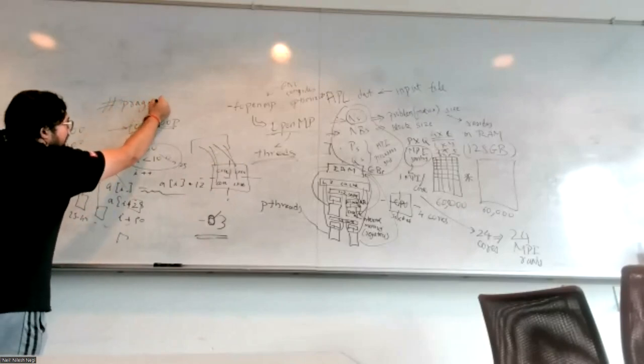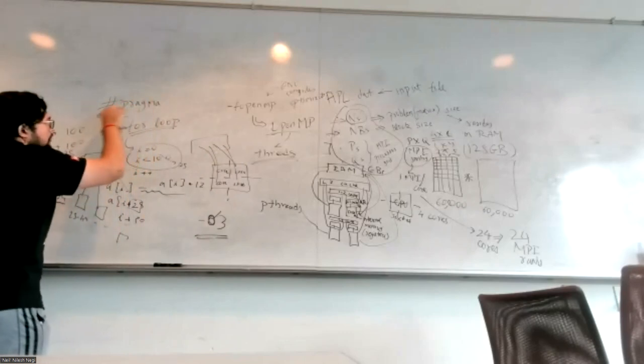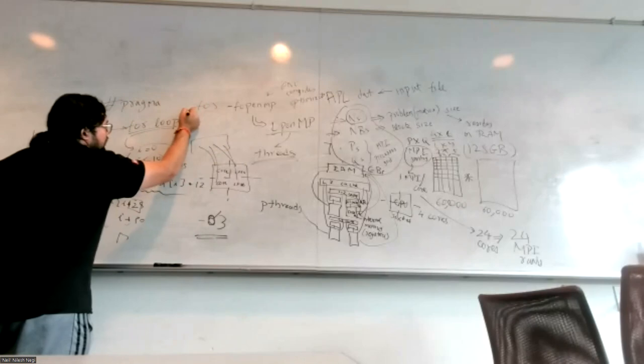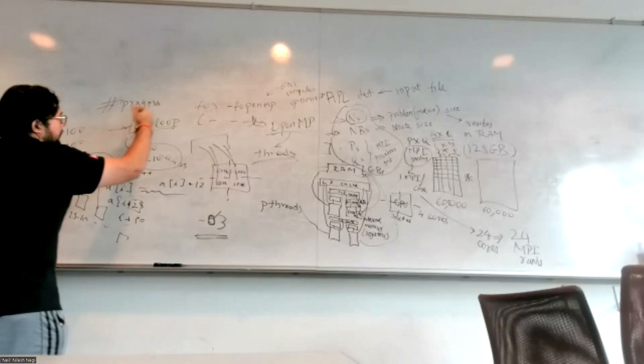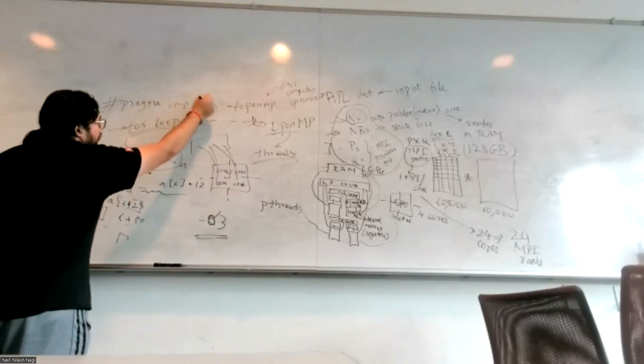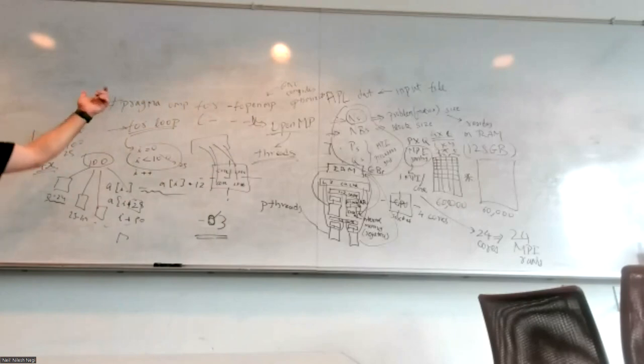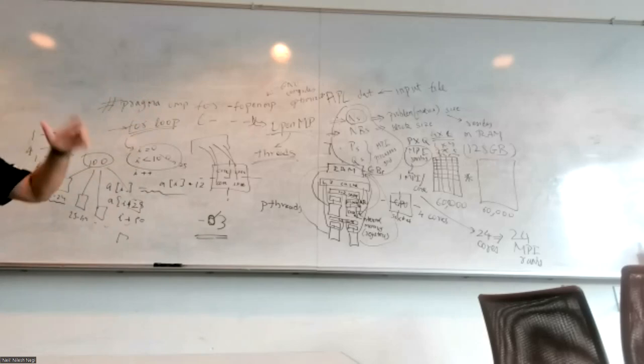This is how OpenMP codes are written. If this is your for loop, just before it you add a pragma omp line and tell OpenMP, this is something I want you to focus on. Use the way OpenMP is designed, optimize this, please. Pragma is handled by the preprocessor, which takes over and replaces it with a compiler literal.